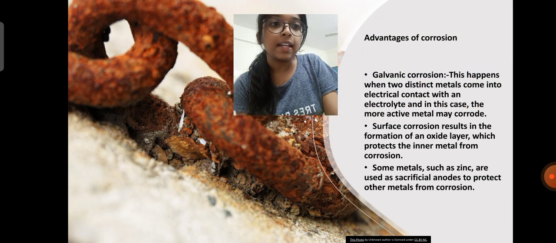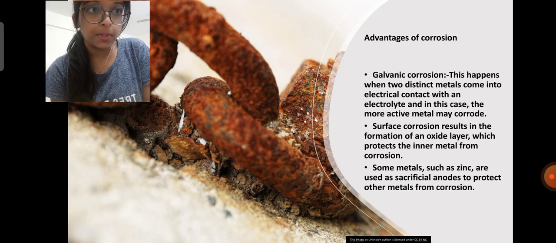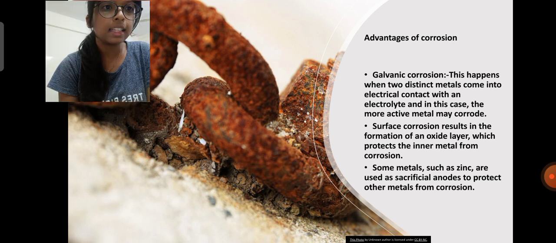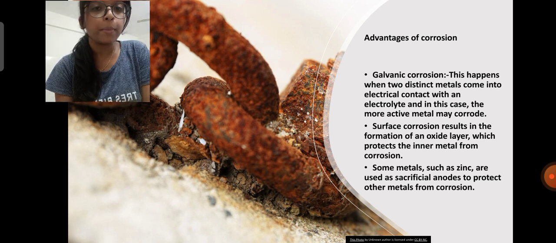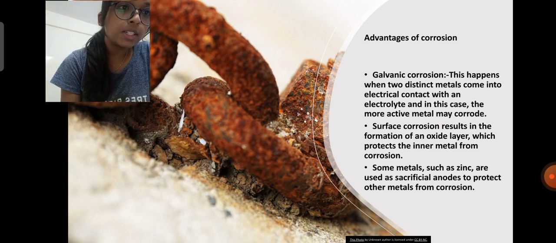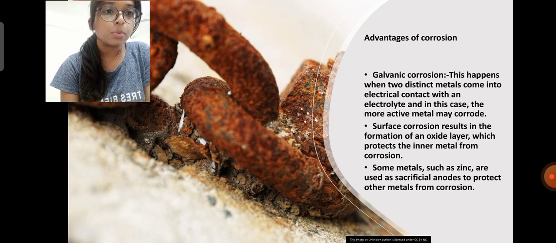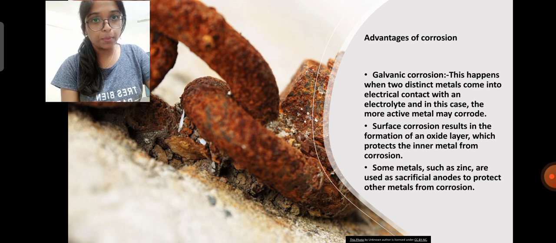Now the advantages of corrosion, like galvanic corrosion. This happens when two distinct metals come into electrical contact with an electrolyte, and in this case the more active metal may corrode. Surface corrosion results in the formation of an oxide layer above the metal, which protects the inner metal from corrosion. Some metals such as zinc are used as sacrificial anodes to protect other metals from corrosion.